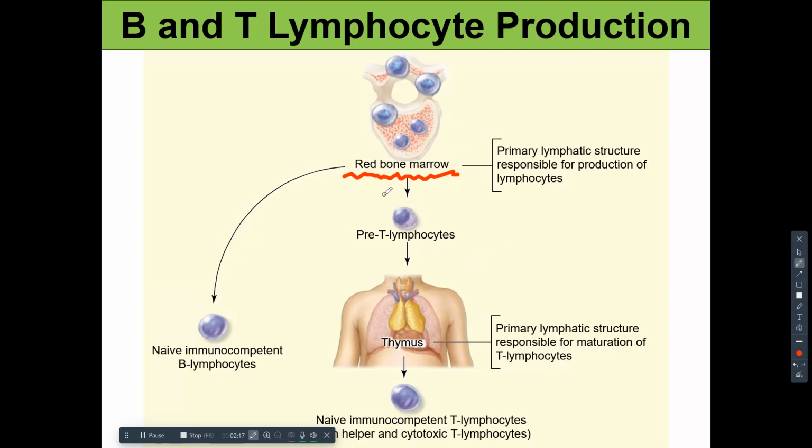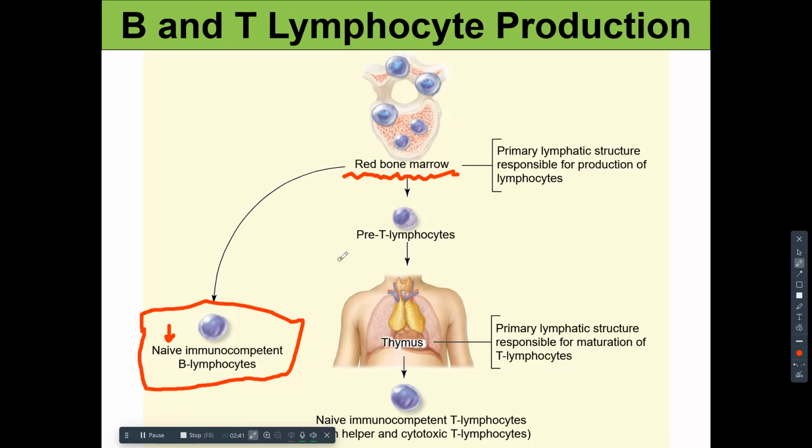Now, coming out of red bone marrow, we will get B lymphocytes that are called naive immunocompetent B lymphocytes. They're immunocompetent, which means they're able to do their immune system job. The word naive indicates they have yet to be exposed to their specific pathogen.